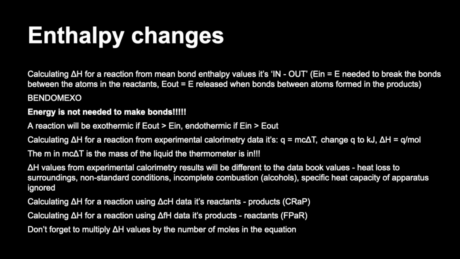Don't forget to multiply delta H values by the number of moles in the equation. And delta H values must have a sign. It's either positive if it's endothermic or negative if it's exothermic. Remember, when you're doing the calculation, your calculator will not put a positive sign in front of your final answer. Obviously, for an endothermic reaction, don't forget the positive sign. If it's negative, the calculator will put the negative sign in for you.